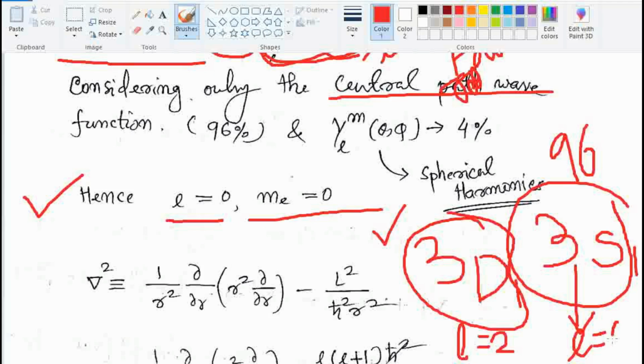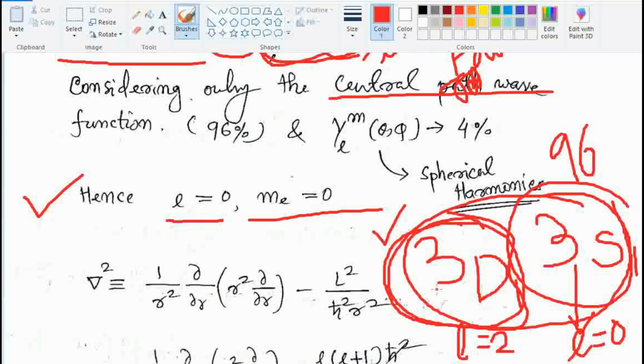Okay, and you see the ground state of a deuteron consists of these two parts. These two states are present in the ground state of a deuteron, and here we are neglecting only this 3D1 part. Why? Because its contribution is 4%.